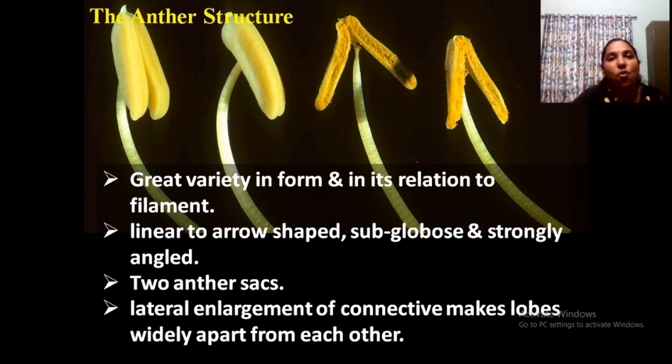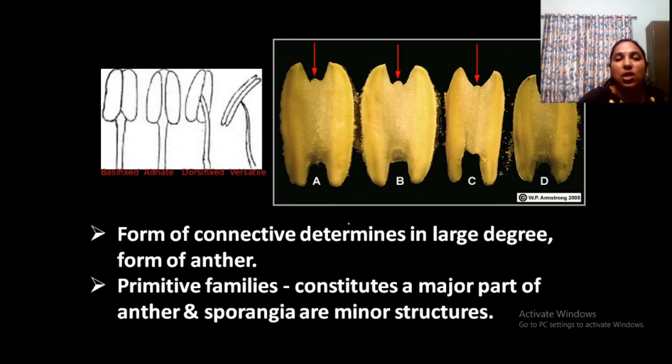Now, about the anther structure, see different types of anthers are arranged. A great variety of forms are there. They are usually based on the attachment of the filament: basifixed, adnate, dorsifixed, then versatile, different forms are there. So, the lateral arrangement of connective makes the lobes apart from each other, the two anther sacs. See, the form of connective determines the form of anther. If basifixed, connective at the basal part, adnate throughout the connective, dorsifixed at the backside, versatile just at the middle. So, how this connective touches or fixes, based on that you can have different types.